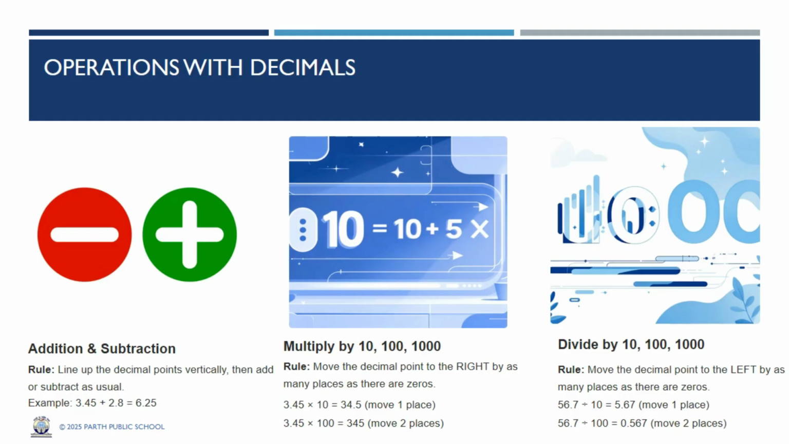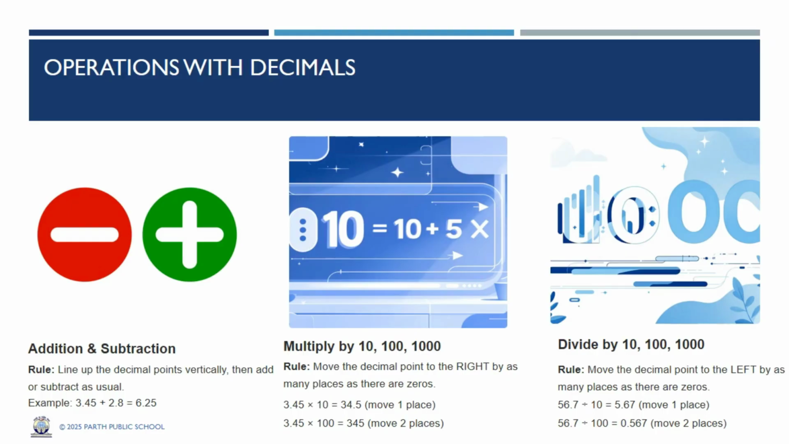Operations with decimals. Addition and subtraction. Always line up the decimal points vertically. For example, 3.45 plus 2.8 is 6.25. So you write 2.8 as 2.80 and then add.